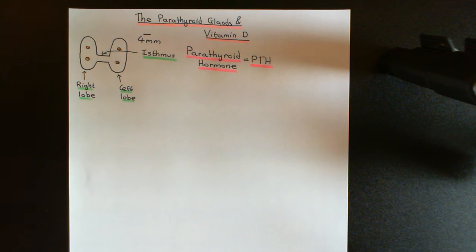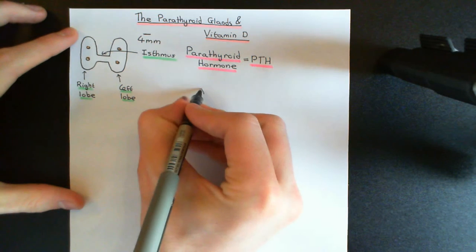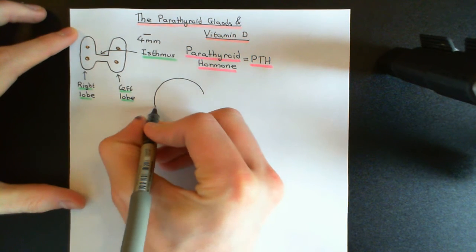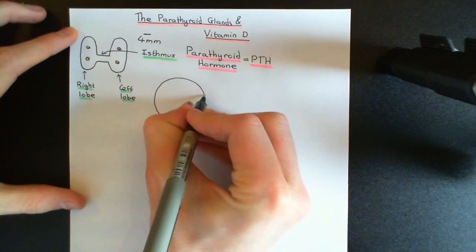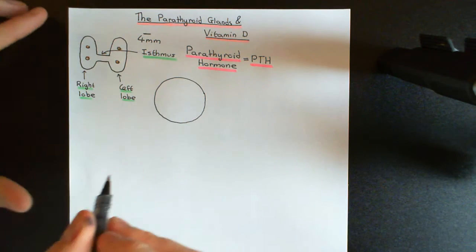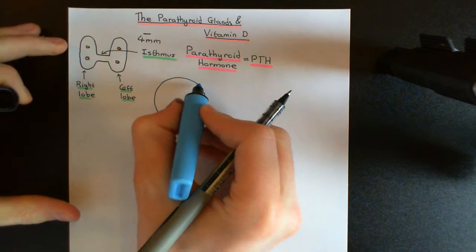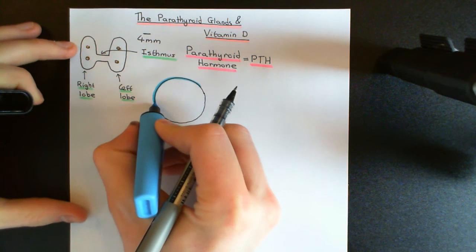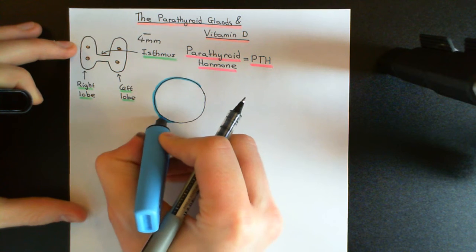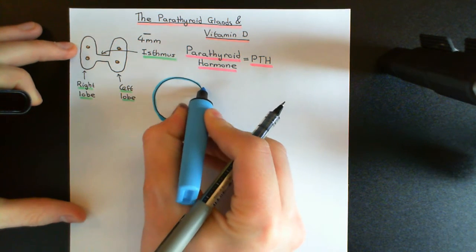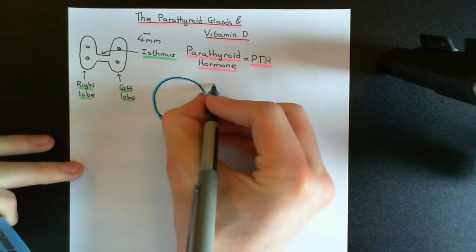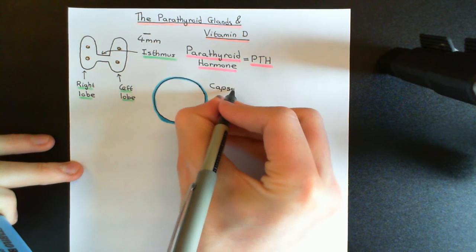Okay, so now what I want to do is zoom in on a parathyroid gland and have a look at its actual cellular structure, its histology. And this is quite nice because it is so simple. So here then is my parathyroid gland, now zoomed in on hugely. The outer portion of the parathyroid gland is surrounded by a capsule. So I'll firstly colour in the capsule here in blue. So this is the capsule of the parathyroid gland in blue here.